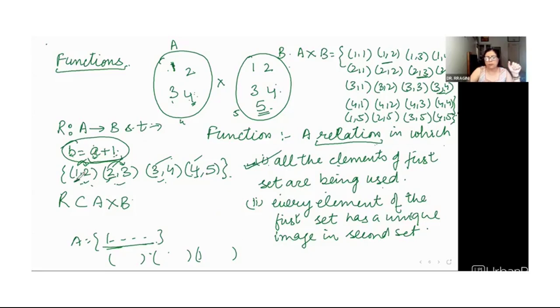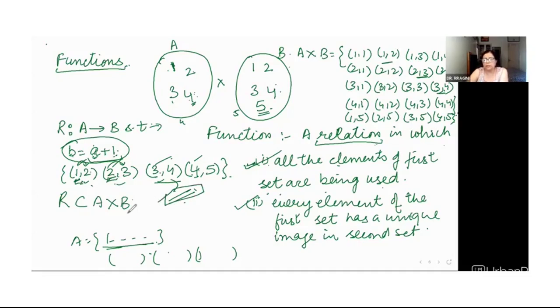Now see here. Is there any ordered pair in which any first number is getting repeated? 1, 2, 3, 4. We have 4 elements in the first set, and we have exactly 4 ordered pairs in which all the first elements are different. That means no number is getting used twice. That means every element, 1 has a unique image, 2 has a unique image, 3, 4. No number is being repeated at the first place, having 2 different values at the second place. That means this property is also justified. So this is properly called a relation being converted into function. Relation which is exactly a function.